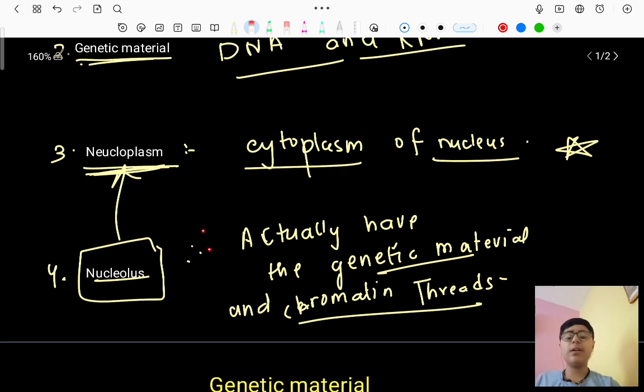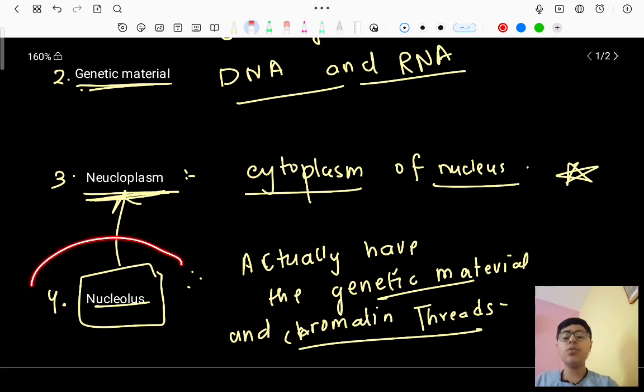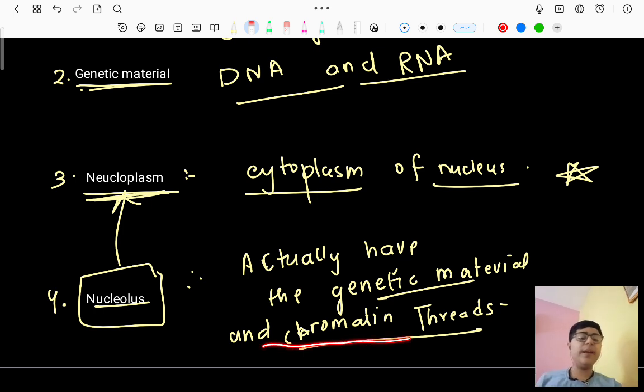Okay, now we have here nucleolus. Nucleolus actually has genetic material. It is the organelle of a nucleus. It is even smaller than nucleus. Basically, this can be the smallest unit of life. And chromatin threads are there in the nucleolus.